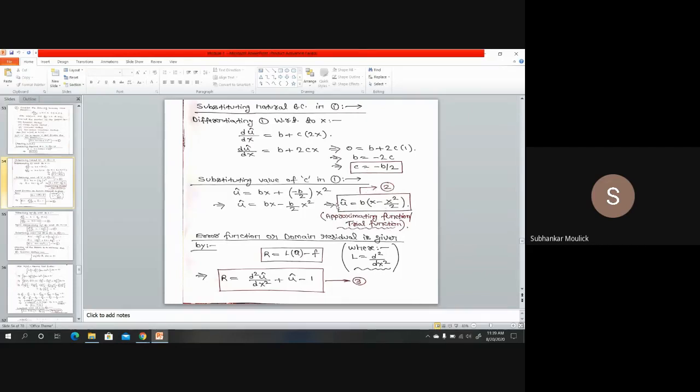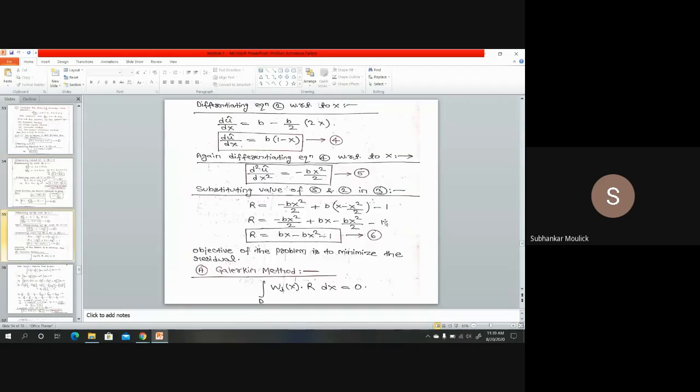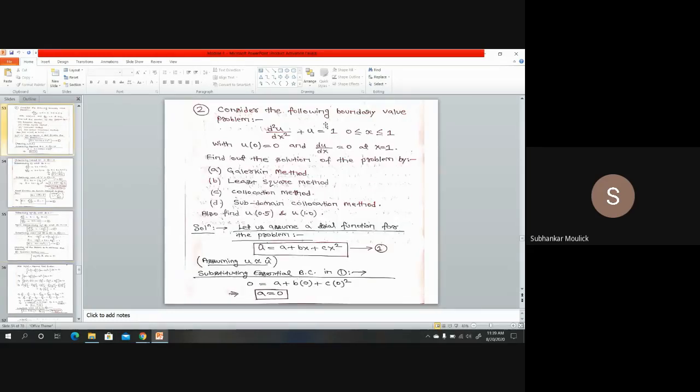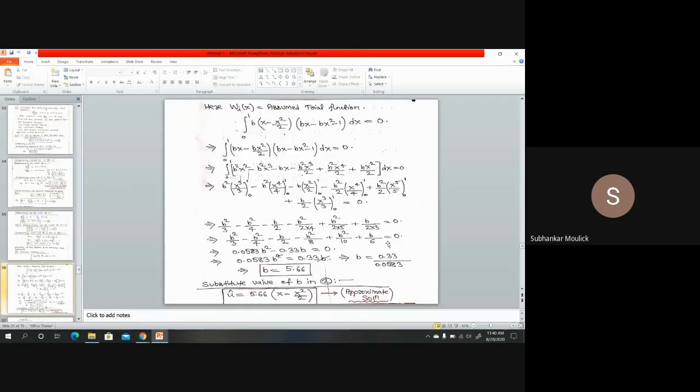So in place of weighted function, I will substitute this approximating function u cap, which is nothing but b into x minus x square by 2, into this residual function b into x minus bx square minus 1, of dx equal to 0. What will be the domain? If you see in the given problem, domain is varying from x equal to 0 to x equal to 1. So your lower limit will be 0 and your upper limit will be 1. So this is the final expression, that is integral 0 to 1. This b into x minus x square by 2 is my trial function.